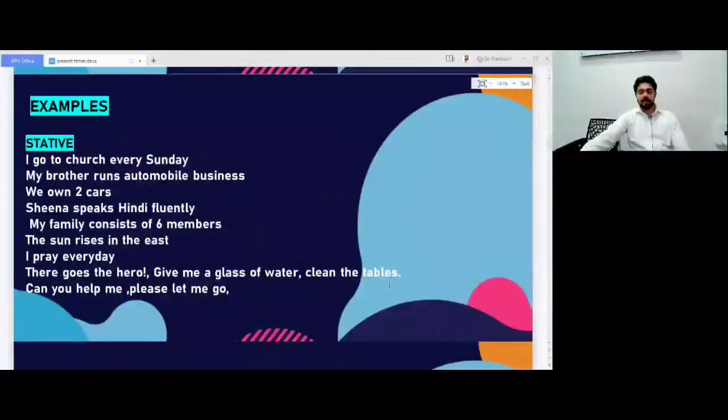And clean the tables. Like if you work in a restaurant, the restaurant manager will tell you. As a student, if you go abroad, you will work in different restaurants and hotels, and the manager will tell you, clean the table. It's an order. Sometimes in our homes, mother would tell you, clean the table, boy. Can you help me? Please let me go. So these are the requests.